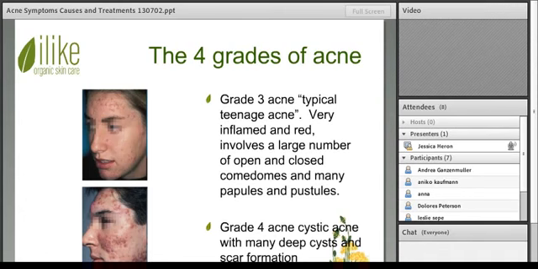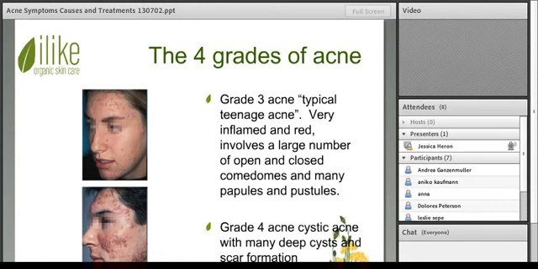So this is the most serious form, and it's often referred to as nodular cystic or cystic acne, of course. The skin will display very numerous papules, pustules, and nodules in addition to cysts. There's a pronounced amount of inflammation, and breakouts are severe. Cystic acne is very painful at this point.